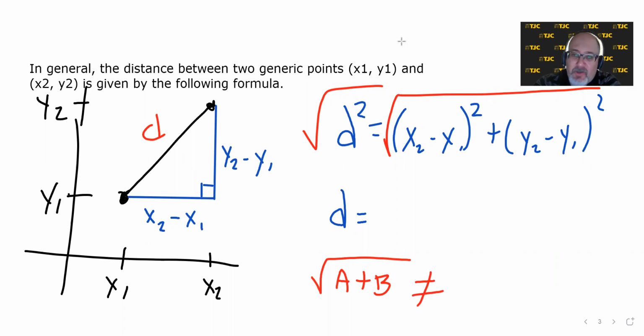So what can we do with that mess on the right side? That big square root and everything under it? And the answer is nothing.